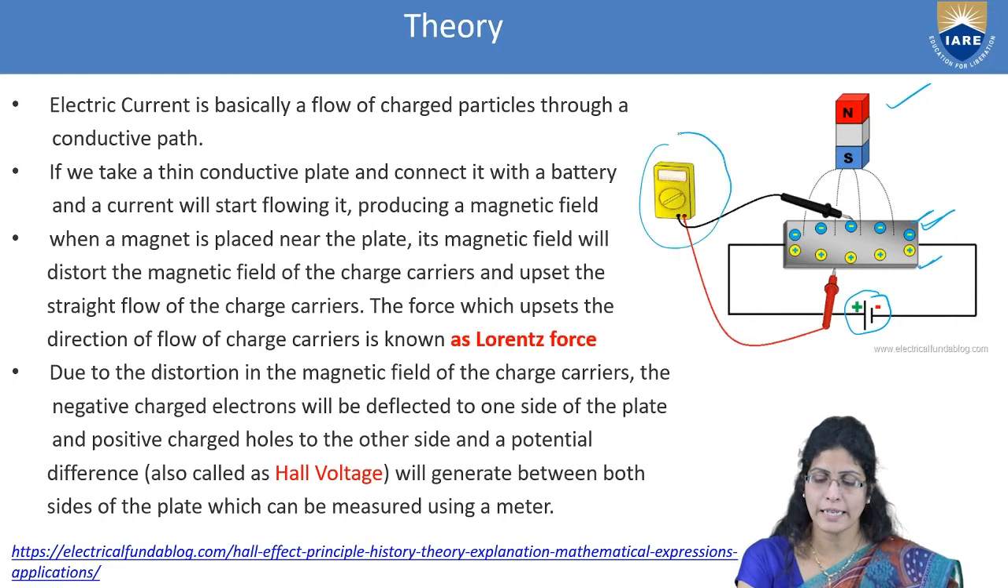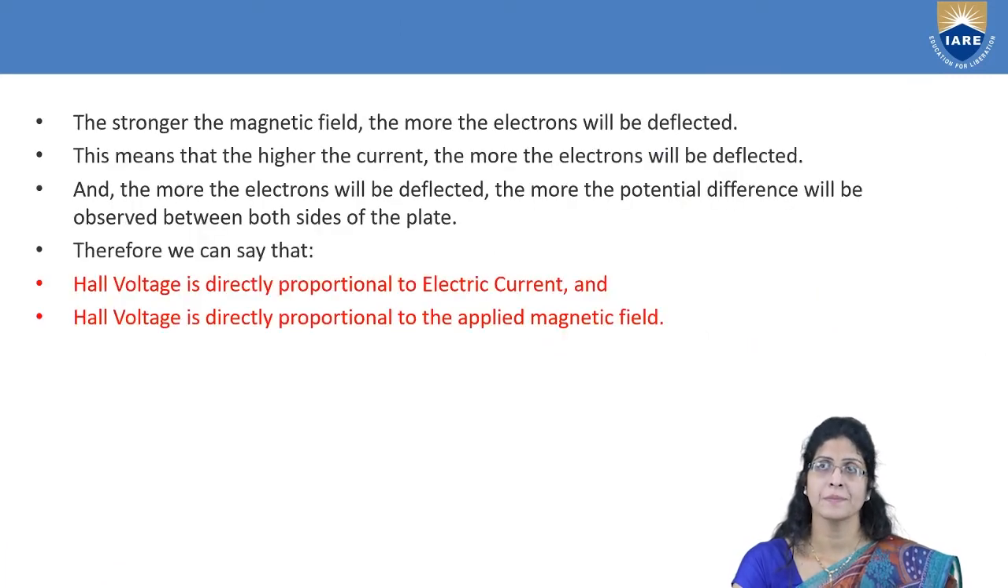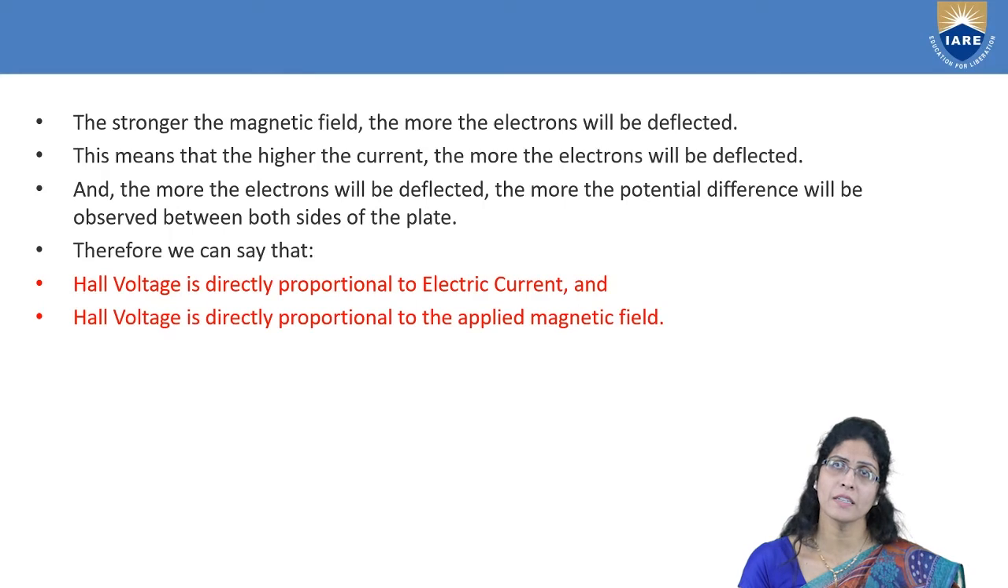So when you connect your voltmeter and check, you can see a Hall voltage being developed. This is the picturization of the concept which we have described in our previous slide. The more you apply the magnetic field, the more the electrons will be disturbed and deflected. That means the more the current, the more the electrons will be deflected.